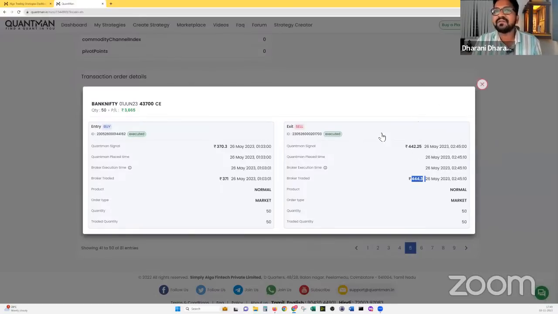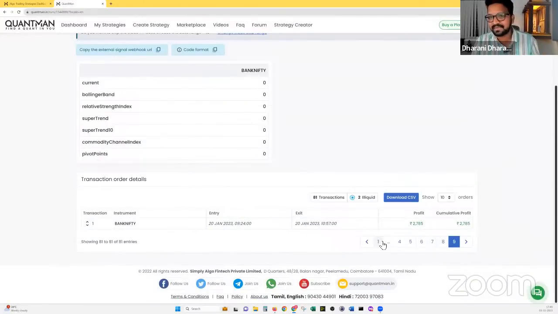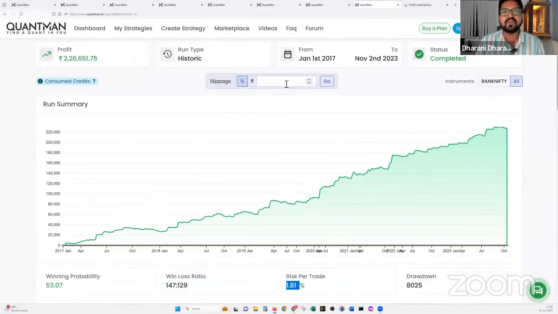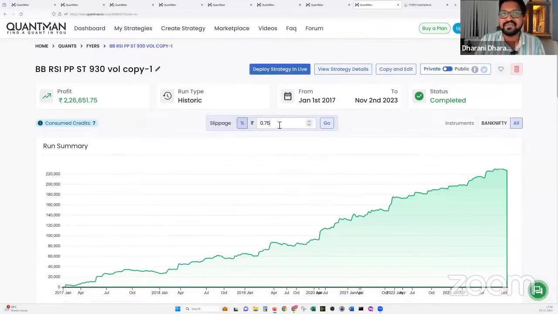As of now, we have done forward testing for more than a year. Based upon the forward-tested data, we come up with one particular figure. Actual value is 0.75, but we always keep the higher end, so we put a multiplier of 2. 0.75 into 2 is equal to what? It's 1.5. So I put 1.5% of slippage.